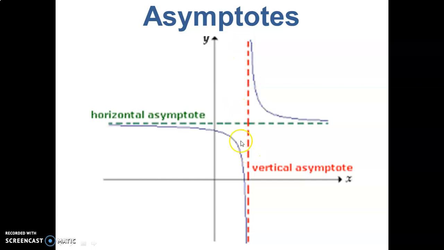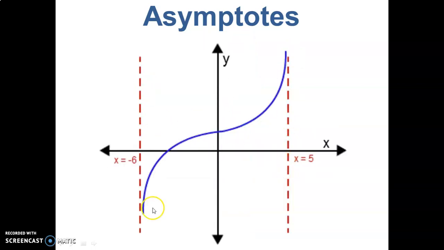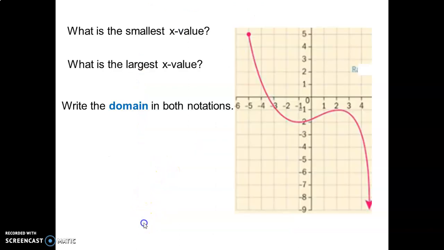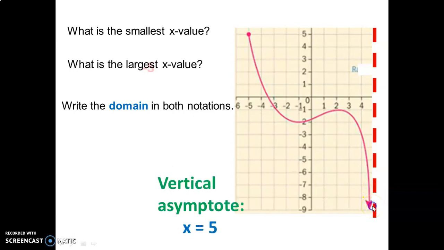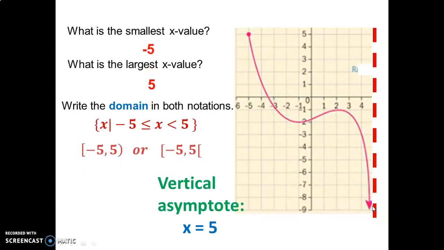However, there's this idea of something called asymptotes, which often exist on graphs, and it's like an invisible wall that the curve or graph approaches but never reaches. So in this case, maybe you're looking at this one and thinking, hey, there's an asymptote. Maybe this is approaching this invisible wall here. In that case, our domain would be that.